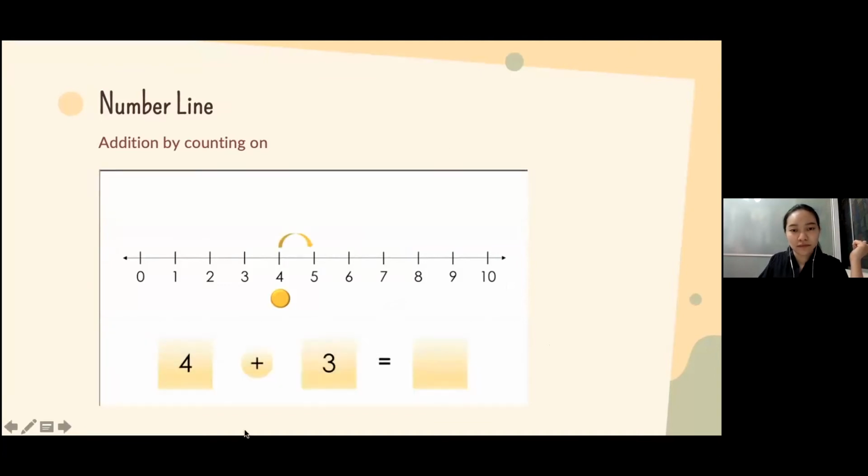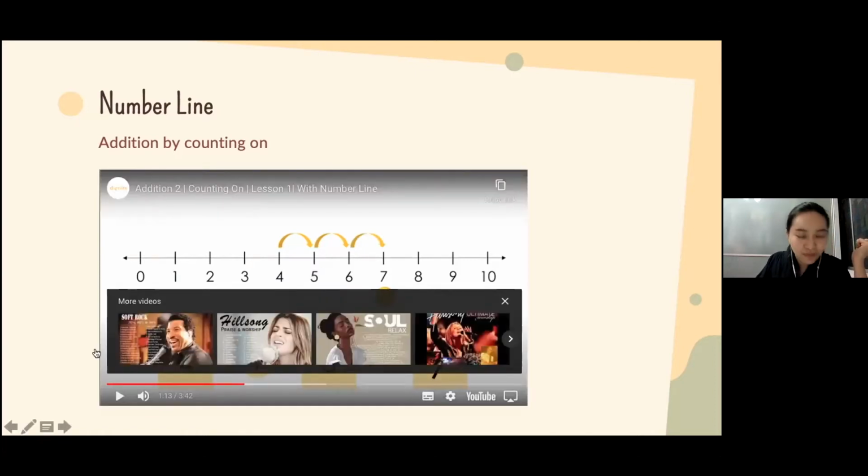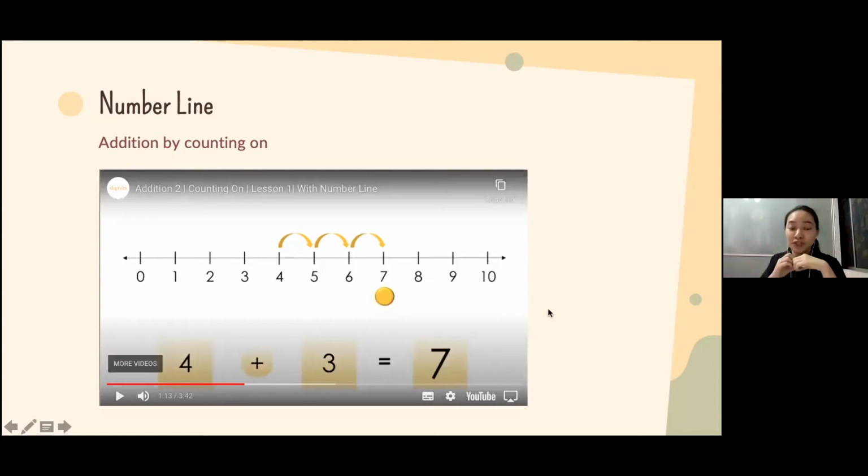1, 2, 3. So just now was combining 2 objects, right? So using number line, we are teaching addition can be also moving forward. The number is getting bigger, we are moving the number forward.